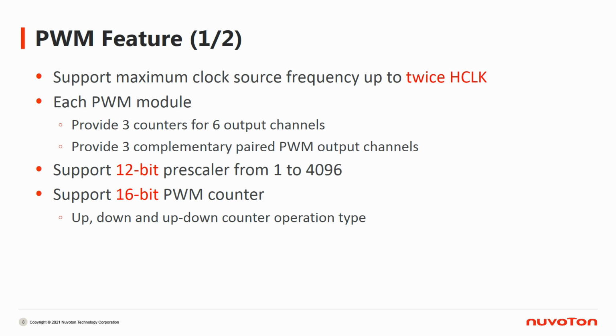Besides, the 6 channels could be configured to 3 complementary paired output channels. It supports 12-bit Prescaler, which means you can reduce the frequency by the divider ranged from 1 to 4096. The counter we used for PWM is a 16-bit counter. It can be operated as an up counter, a down counter, or an up-down counter.